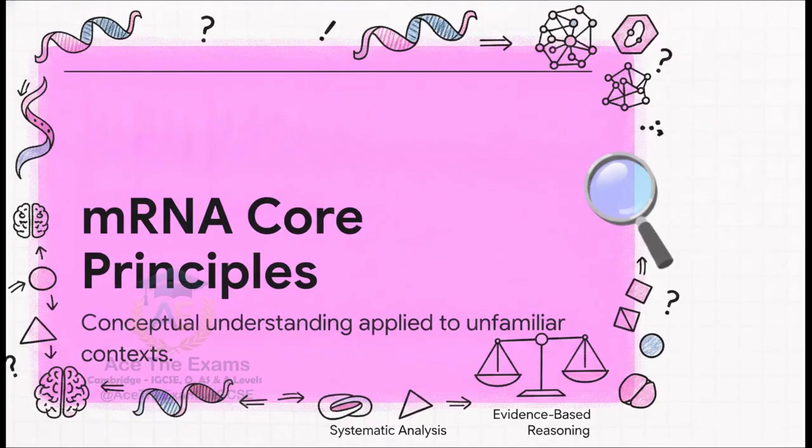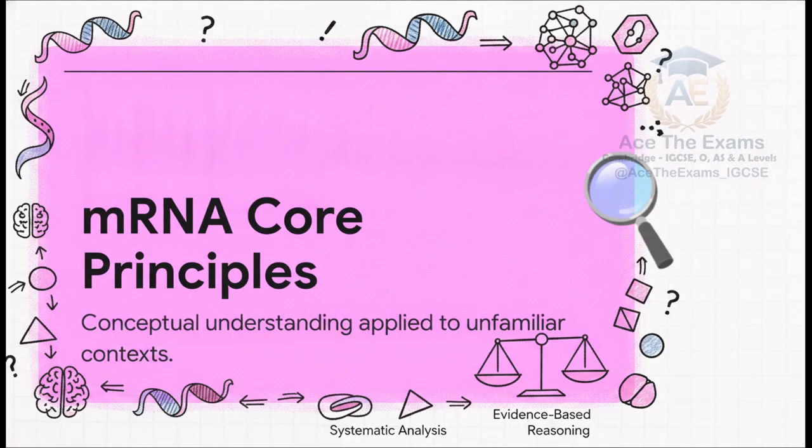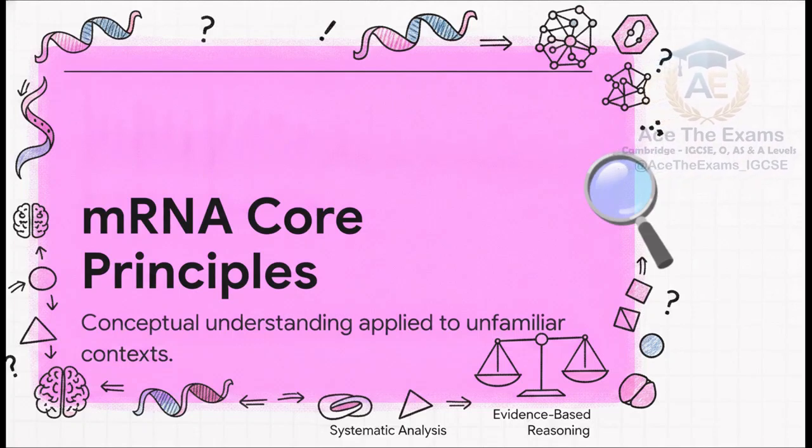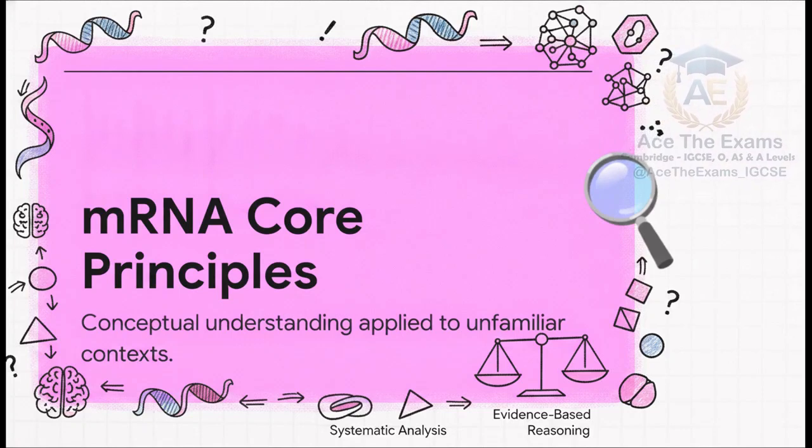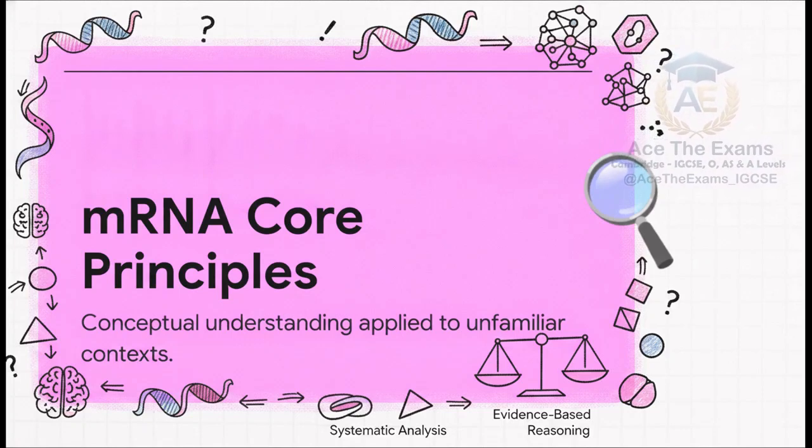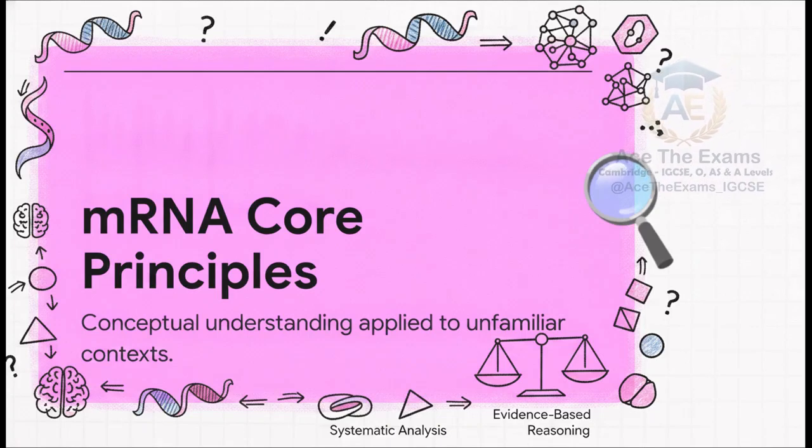Okay, let's dive into this. The core principles of 6.1 mRNA structure require way more than just superficial breadth. Cambridge demands a truly connected conceptual understanding. So what does that actually mean for you? Well, it means you've got to be able to take established mRNA principles and seamlessly transfer them to completely new, totally unfamiliar contexts, stuff you've literally never seen in class. You have to rely on systematic analysis and evidence-based reasoning, not just regurgitating facts.